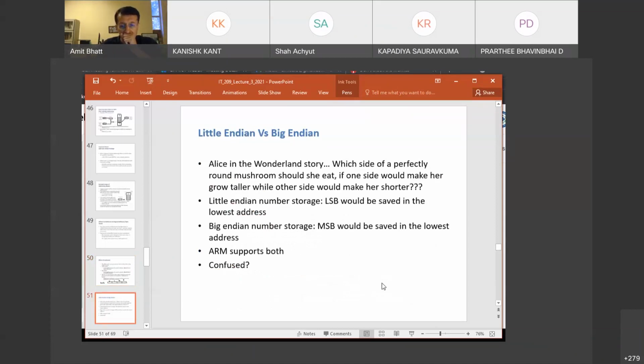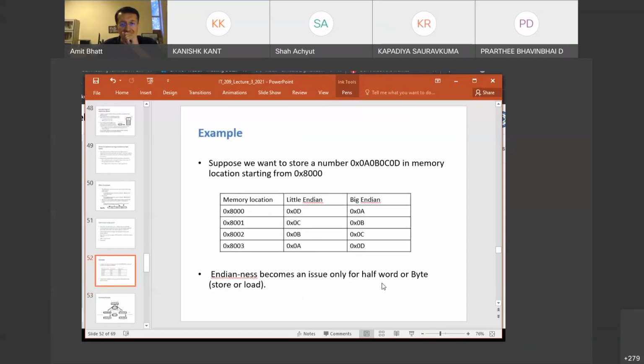So it is something like this. Suppose you want to store a hexadecimal number, 0A, 0B, 0C, 0D, in memory locations starting from hexadecimal 8000. If you store it in the little endian system, your smallest memory location number-wise will store the least significant byte. So this, according to little endian, would be stored here, then the next one, and the next one.